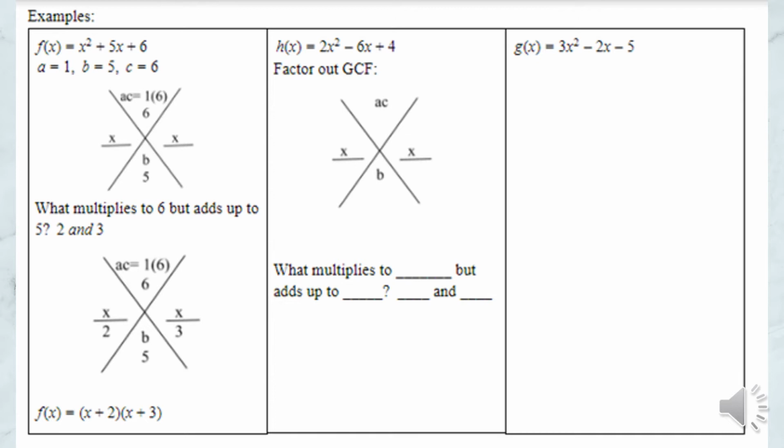If I can reduce the fraction, I do. In this case, I cannot, so my two binomial factors are x plus 2 and x plus 3. So my final answer is the factored form is x plus 2 times x plus 3.